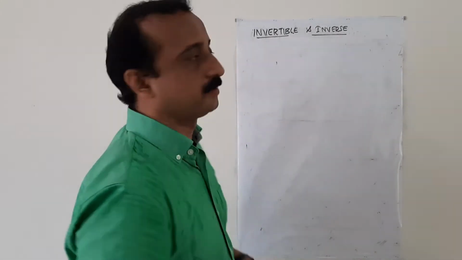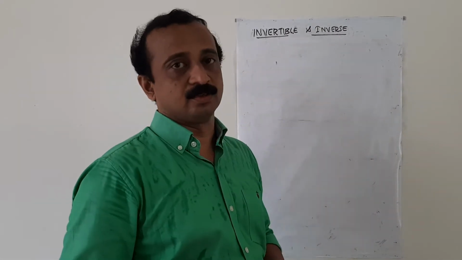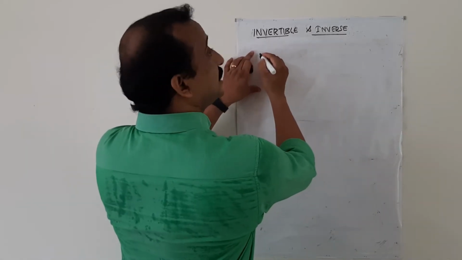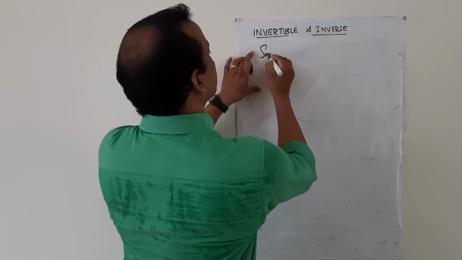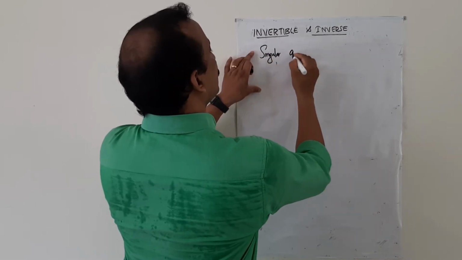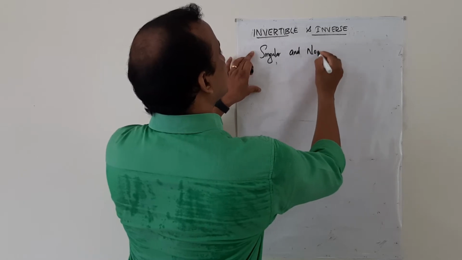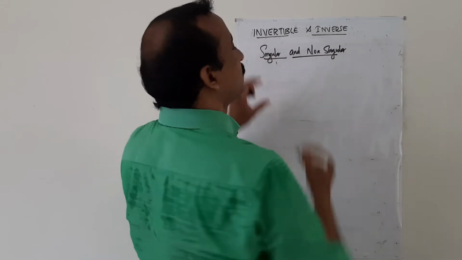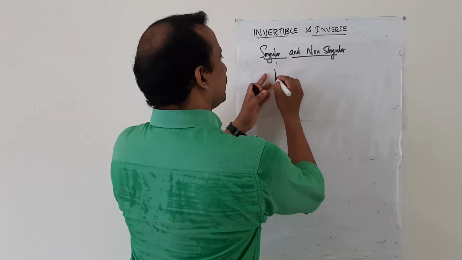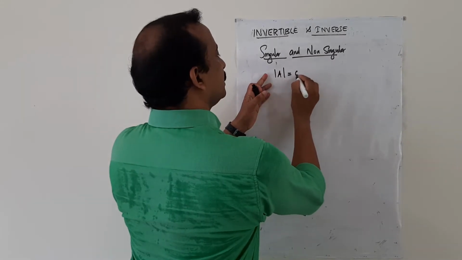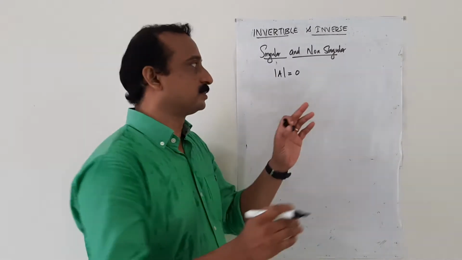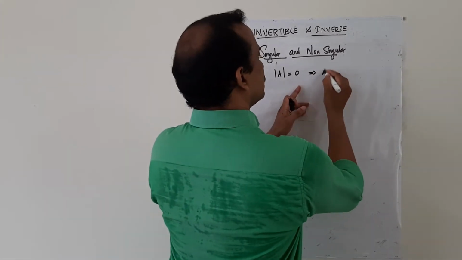Here we directly use the formula A inverse equal to adj A by determinant A. First of all, we discuss singular and non-singular matrix. What is a singular matrix and what is a non-singular matrix? It's a very simple portion. A matrix whose determinant value is equal to 0, that is, A is any square matrix, determinant A equal to 0, then A is called a singular matrix.